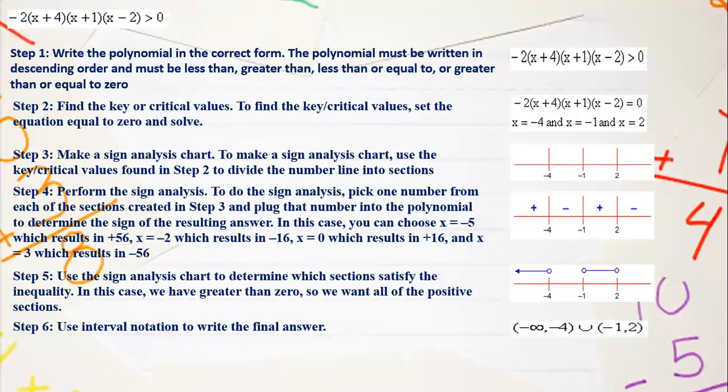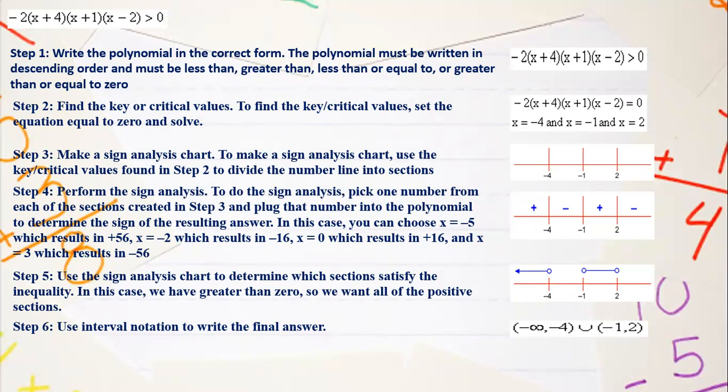We have another example here. It is -2(x + 4)(x + 1)(x - 2) greater than 0. So step 1 would be to write the polynomial function in the correct form. The polynomial must be written in descending order and must be less than, greater than, less than or equal to, or greater than or equal to 0.